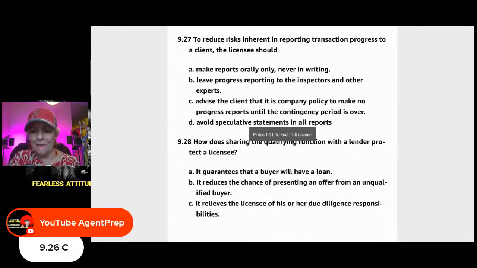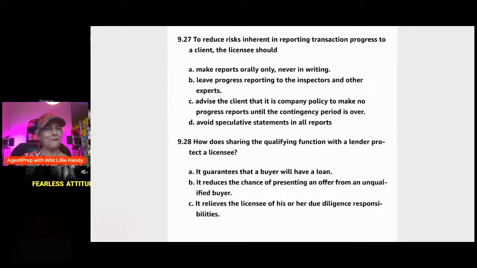All right, 27. To reduce risk inherent in reporting transaction progress to a client, the licensee should do what? A, make reports orally only, never in writing. B, leave progress reporting to the inspectors and other experts. C, advise the client that it is company policy to make no progress reports until the contingency period is over. Or D, avoid speculative statements in all reports.